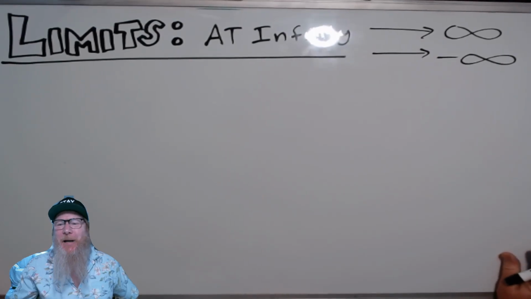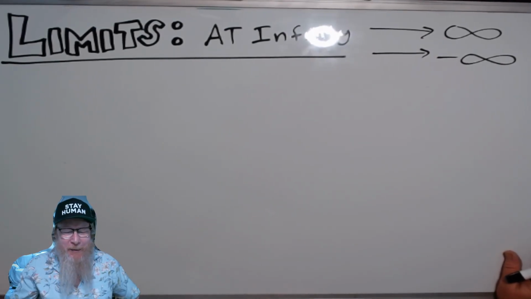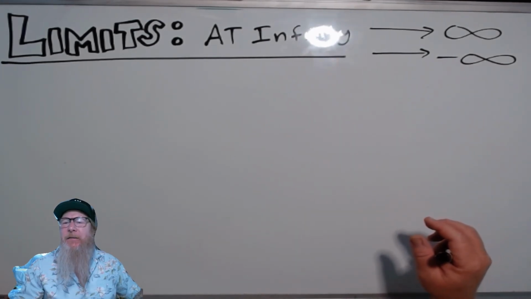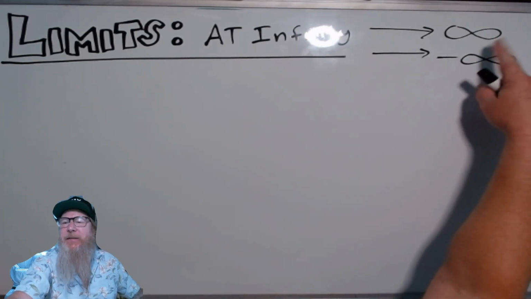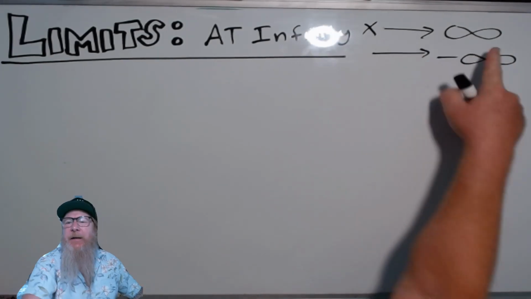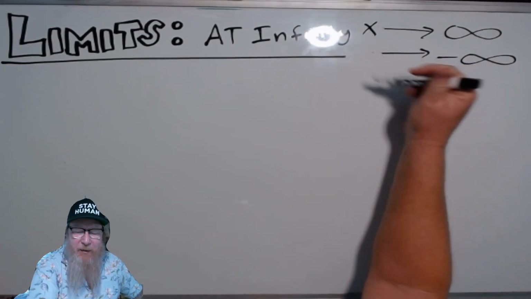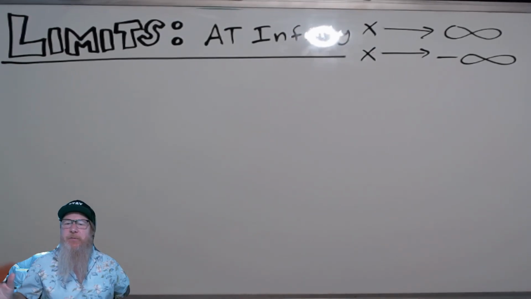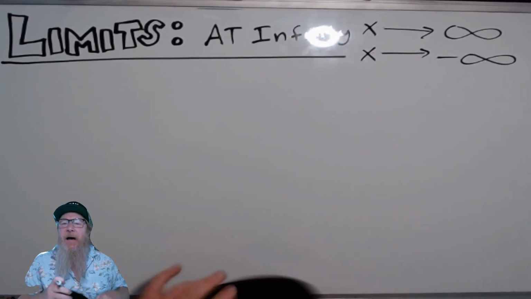Today we're going to do some limits, more limits. It seems to be the topic of this course and this chapter especially. Today we're going to focus on limits at infinity. Focus on these two types of limits: as x is approaching infinity or as x is approaching negative infinity. These are the two types of limits at infinity.